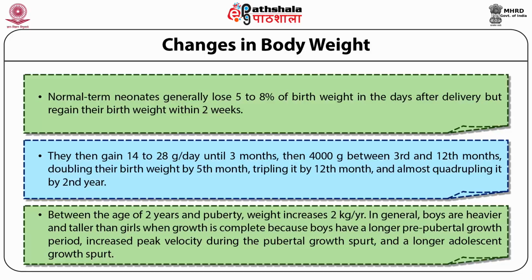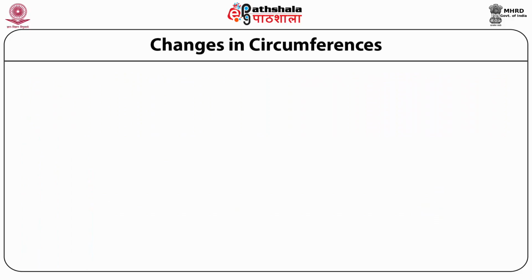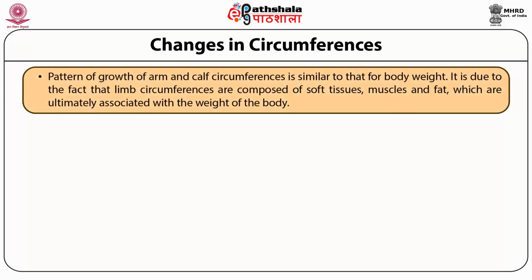In general, boys are heavier and taller than girls when growth is complete because boys have a longer prepubertal growth period, increased peak velocity during the pubertal growth spurt, and a longer growth spurt. Changes in circumferences. The pattern of growth of arm and calf circumferences is similar to that of body weight. It is due to the fact that limb circumferences are composed of soft tissues, muscles and fat, which are ultimately associated with the weight of the body.